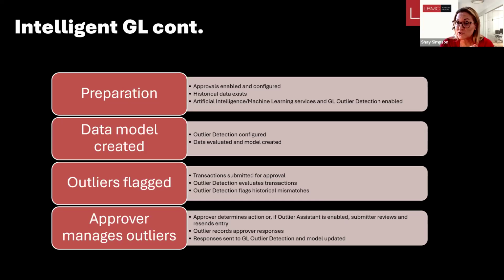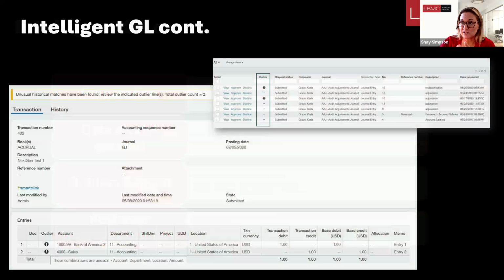And then as a manager, you're going to be able to go in and say, I either agree with this or I don't agree with this. So I'm going to be able to approve it, or I'm going to be able to modify it there. So let's talk about what that looks like.